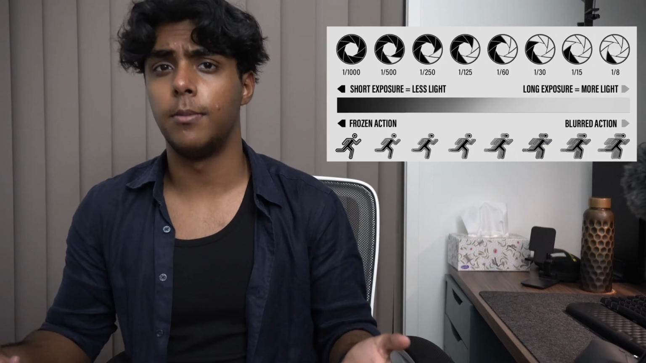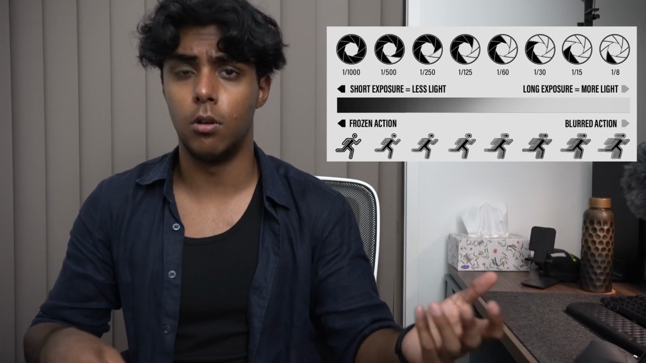So first I think to myself, do I want my subject frozen or do I want it blurry? Then I'll set my shutter speed accordingly. So if it's a fast moving object and I want it to be set still, I'll have a faster shutter speed. If I want my fast object to be blurred, I'll have a lower shutter speed.